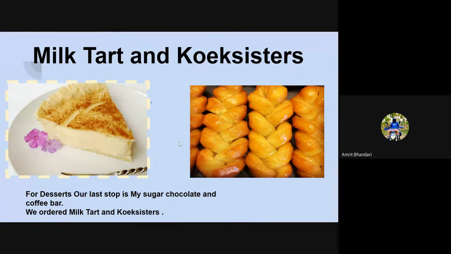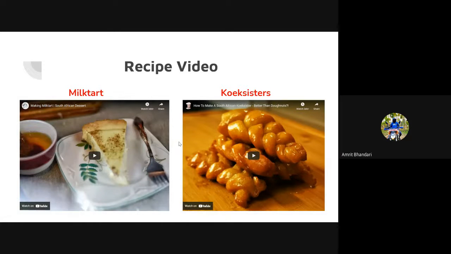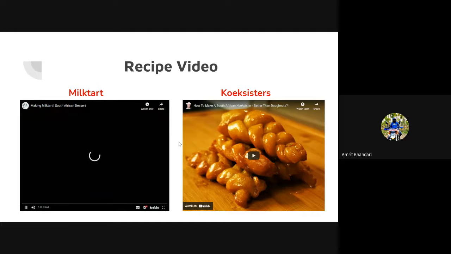As for the quick sisters, we know that they take a bit of advanced preparation before deep frying, and the crunchy skin was really good in taste. After having the milk tart and quick sisters, our minds were blown, and we decided to have a special African dessert wine whose name is Bubbler's Cap Ruby. You can also see the recipe video of our milk tart and quick sisters. Next slide, please.